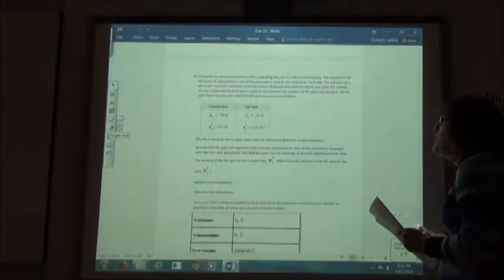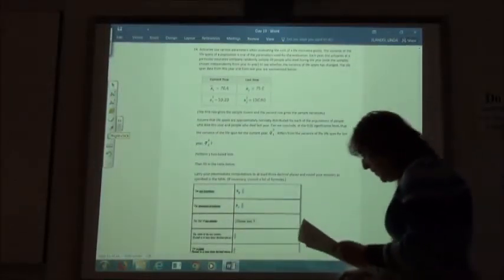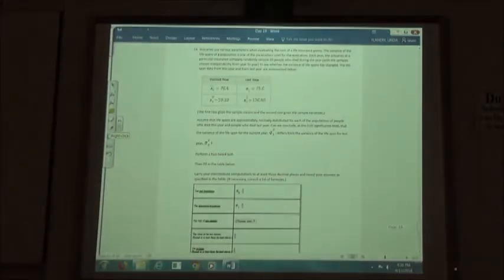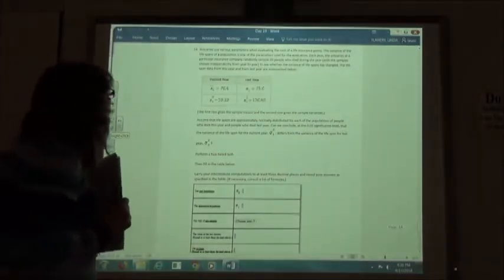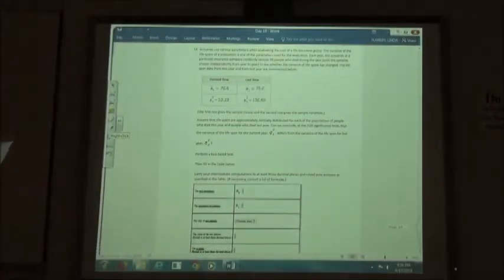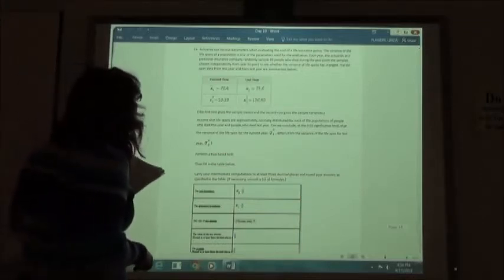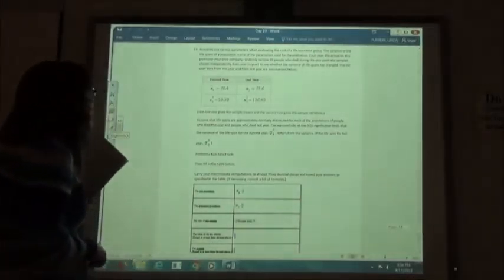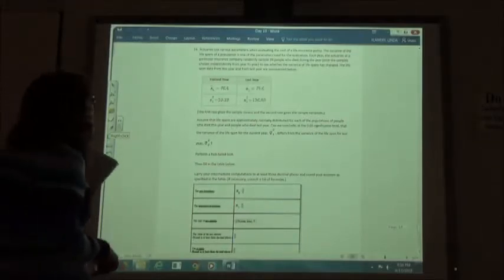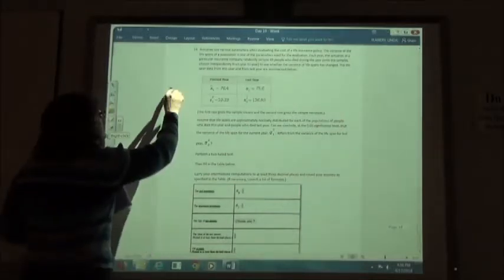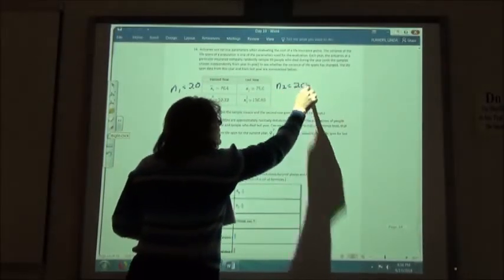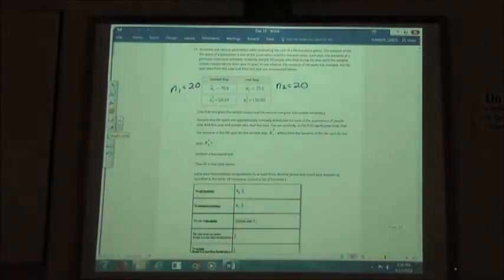All right, these ones don't take a whole lot of time anyway. So, again, on this one, actuaries use various parameters when evaluating the cost of life insurance. The variance lifespans of population is one of the parameters used for the evaluation. Each year, the actuaries at a particular insurance company randomly sample 20 people who died during the year, with the samples chosen independently from year to year, which means here N1 is going to be 20, over here N2 is also going to be 20, because they do 20 of them each year, right?